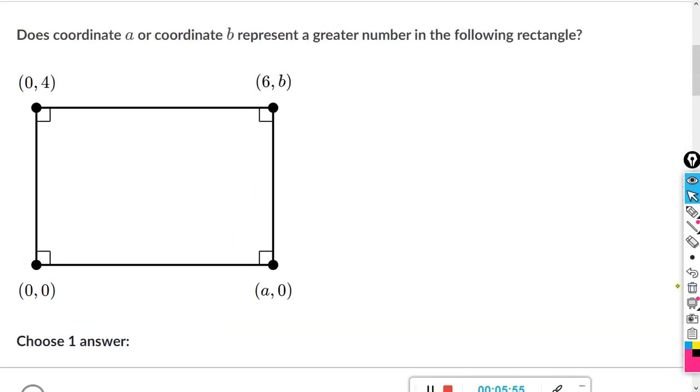And again, they're asking which number is greater, A or B. All right, let's see. A is the x-coordinate of this point. And remember the x-axis is how far left or right. So the x-coordinate of this point is going to match the x-coordinate of this point, because if you trace these points to the x-axis, it's going to be the same coordinate. So A equals 6.